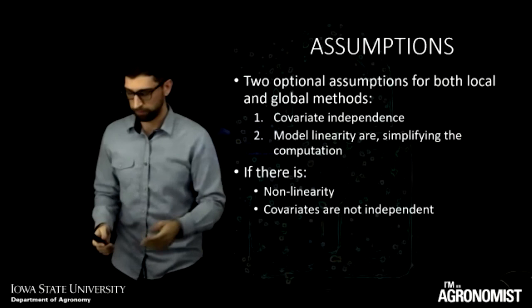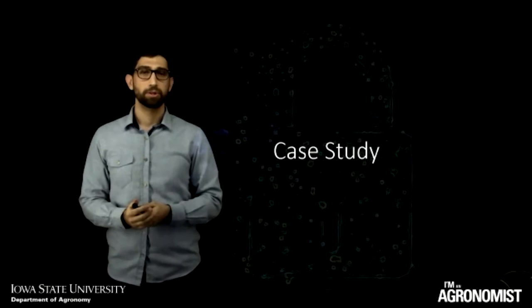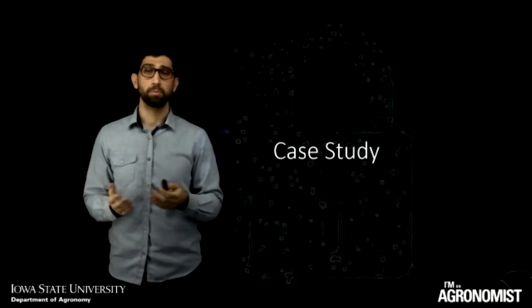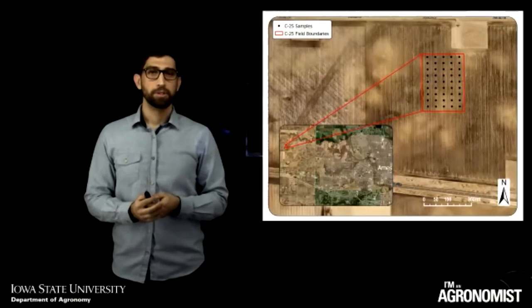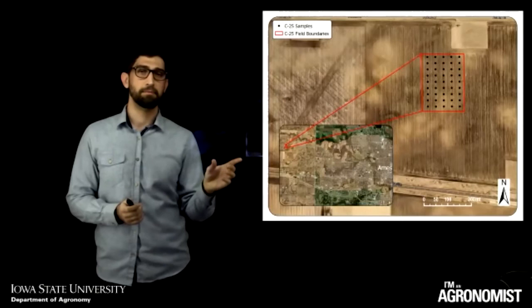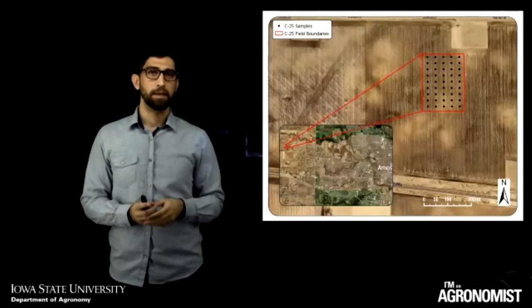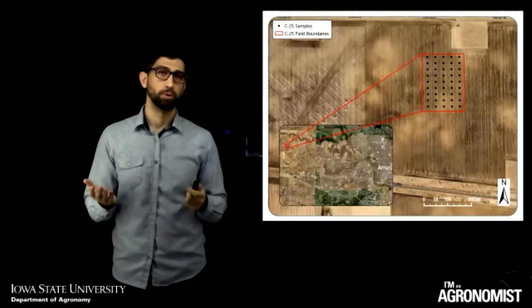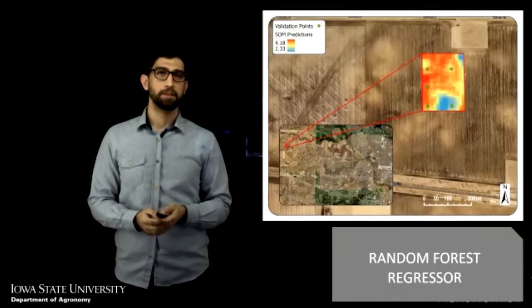So I did a case study, a digital soil mapping project, and I used SHAP to interpret my model. Let's get to it. This is our study field. In this smaller map, in the large map, I show the location of my field. It is somewhere close to Boone, between Boone and Ames. It's a small field, half a hectare. I used 45 samples for soil organic matter to map soil organic matter. I used a random forest regressor, and I came up with this map.